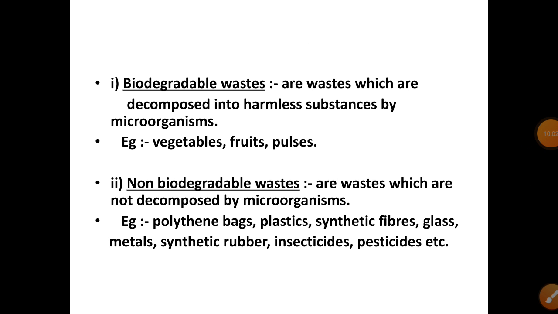Now coming to the main point, that is biodegradable waste and non-biodegradable waste. We know biodegradable waste is the type of waste which can be decomposed by the microorganisms, and they can change or transform that waste into less harmful substances, and they basically unlock the nutrients which are locked in that waste material. The waste material can be vegetables and fruits and pulses, so these can be decomposed by the action of microorganisms like bacteria and fungus, because microorganisms have special enzymes to decompose biodegradable waste.